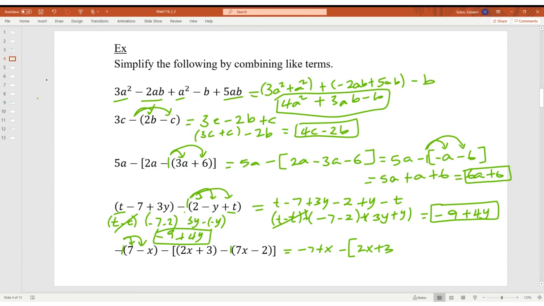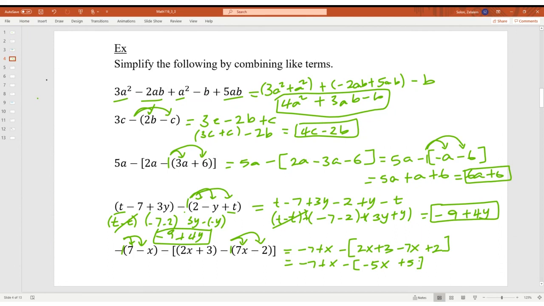Distribute the negative here again. Negative 1 times 7 is negative 7. And we have x. Negative 1 times negative 2 is positive 2. So negative times a negative is positive. Then combine the expression inside. If you see inside, we can add 2x minus 7x. Negative 7 plus x minus. Now 2x minus 7 is negative 5x. 3x plus 2 is 5x, just 5.